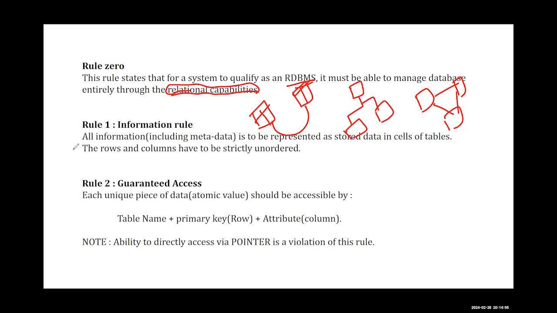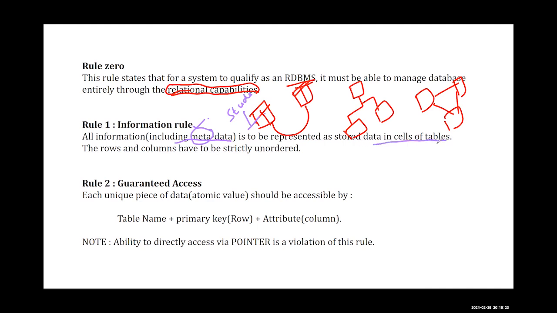Rule 1 says the information rule. So what is this information rule? All information including metadata. Now what is this metadata? Metadata is nothing but data about the data. For example, if there is student data in the database, all the details about the student is the metadata, and it has to be represented as stored data in the cells of the tables.